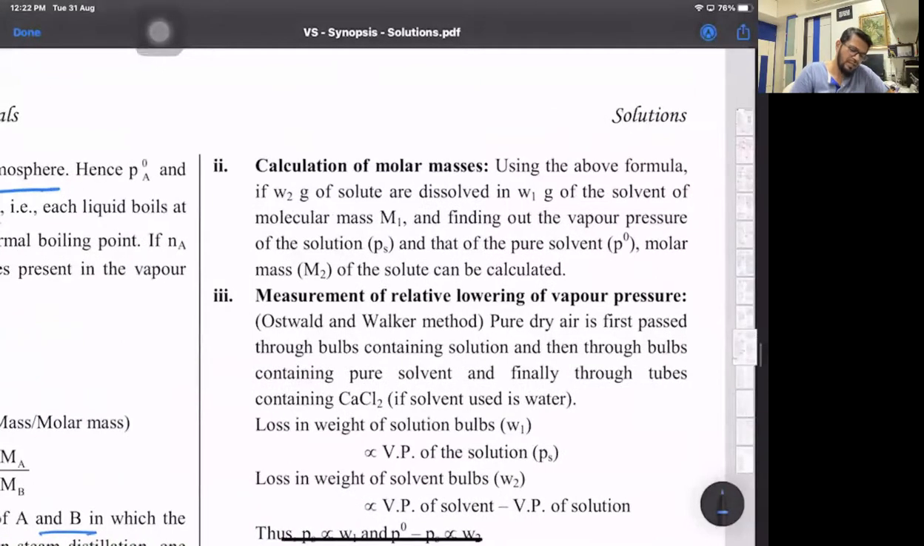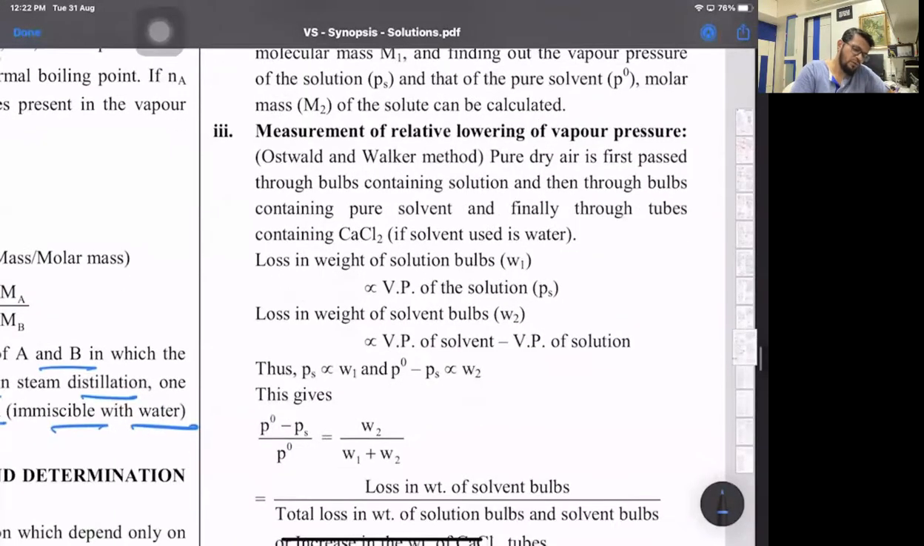Calculation of molar mass can be done. Yes, that's the part: measurement of relative lowering of vapor pressure. Relative lowering I have told you all, that is (P naught minus P) upon P naught is equal to X2. Now it says measurement, Ostwald-Walker method. That's a practical method, which we don't have in the syllabus. You can do it from that method.